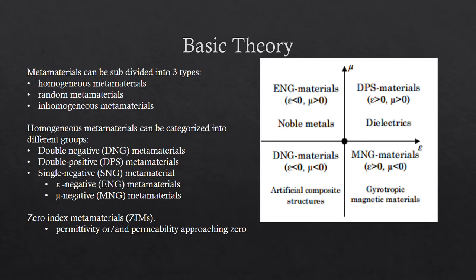Metamaterials can be subdivided into three types: the homogeneous metamaterials with periodic arrangements of metal atoms, random metamaterials with random arrangement of metal atoms, and inhomogeneous metamaterials, with meta-atoms arranged based on certain parameters. Among them, the homogeneous metamaterials can be categorized into different groups: the double negative metamaterials, the double positive metamaterials, and the single negative metamaterials, which contain epsilon negative metamaterials and mu negative metamaterials. There is also a special kind of metamaterial which has permittivity and or permeability approaching zero, known as zero-index metamaterials.